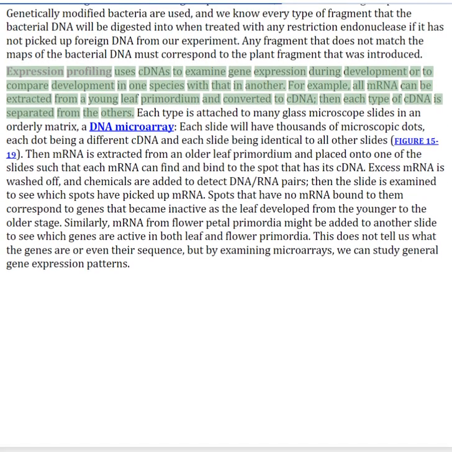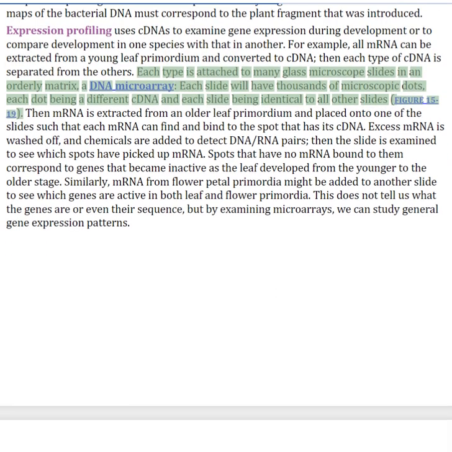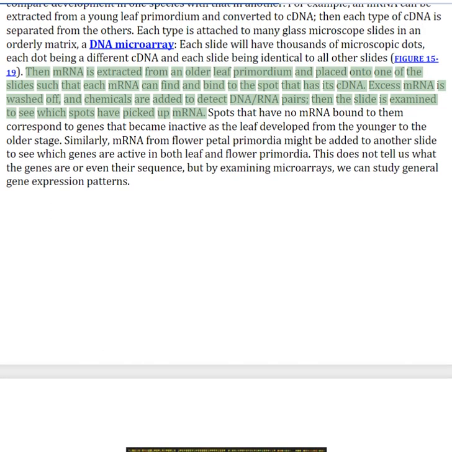Expression profiling uses cDNAs to examine gene expression during development or to compare development in one species with that in another. For example, all mRNA can be extracted from a young leaf primordium and converted to cDNA, then each type of cDNA is separated from the others. Each type is attached to many glass microscope slides in an orderly matrix, a DNA microarray. Each slide will have thousands of microscopic dots, each dot being a different cDNA and each slide being identical to all other slides. Then mRNA is extracted from an older leaf primordium and placed onto one of the slides such that each mRNA can find and bind to the spot that has its cDNA.